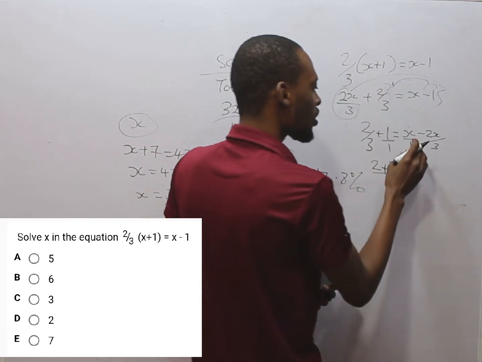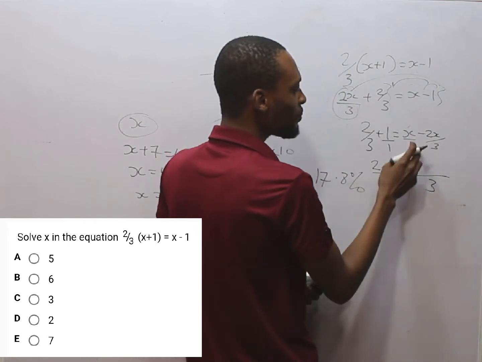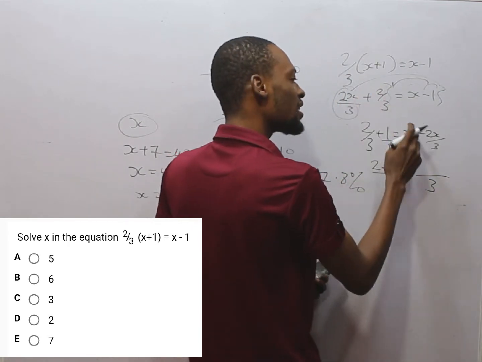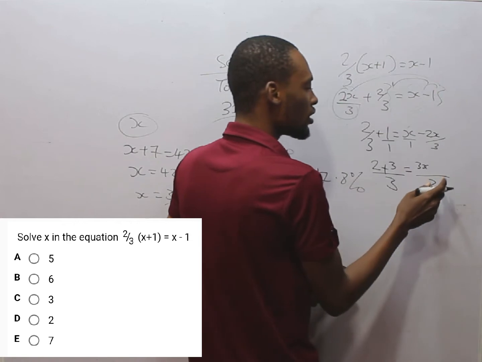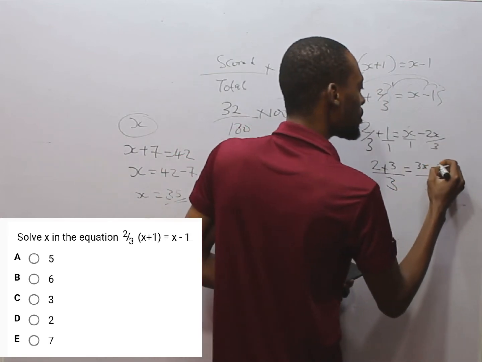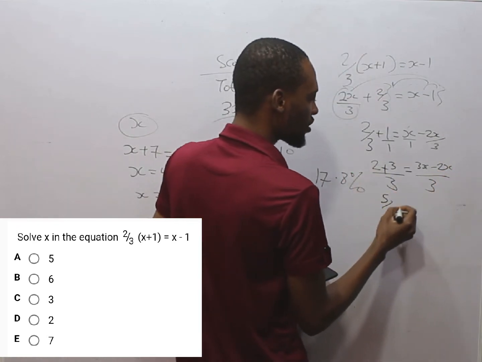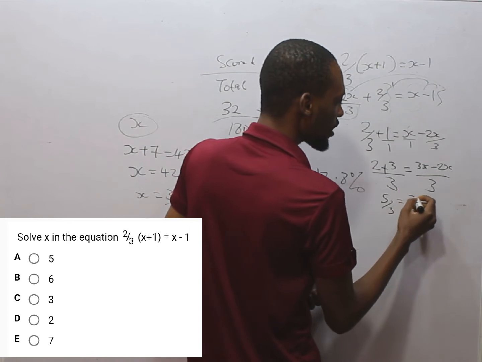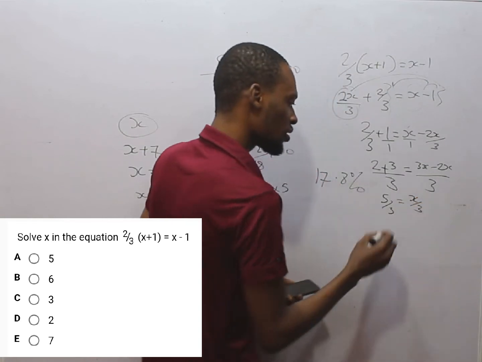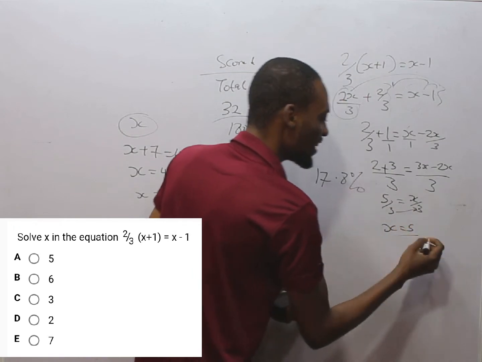Equals, the LCM of 1 and 3 is 3. So 3 divided by 1 is 3. 3 times S is 3S. 3 divided by 3 is 1. 1 times 2S is 2S. So here remains minus 2S. So 5 over 3 equals S over 3. Since this and this are the same, S is simply equal to 5.